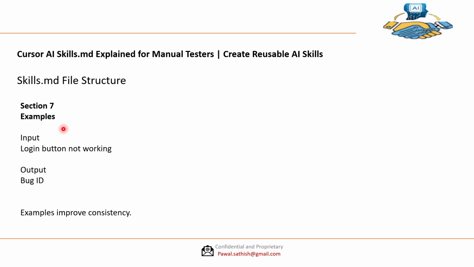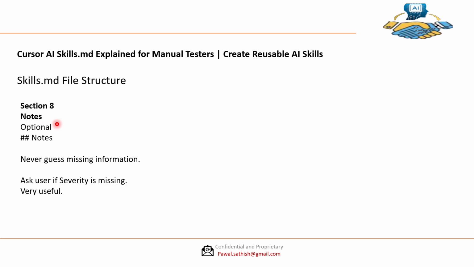And in skill.md, we also give an example, like input: login button not working, and output is the bug ID, in case we are using a skill like create defect. This is optional, but if you put it in, it improves consistency, reusability, and readability. Again, section 8 is the notes, which is optional. In the optional notes we also mention, never guess the missing information, ask the user if severity is missing, and this is very useful.